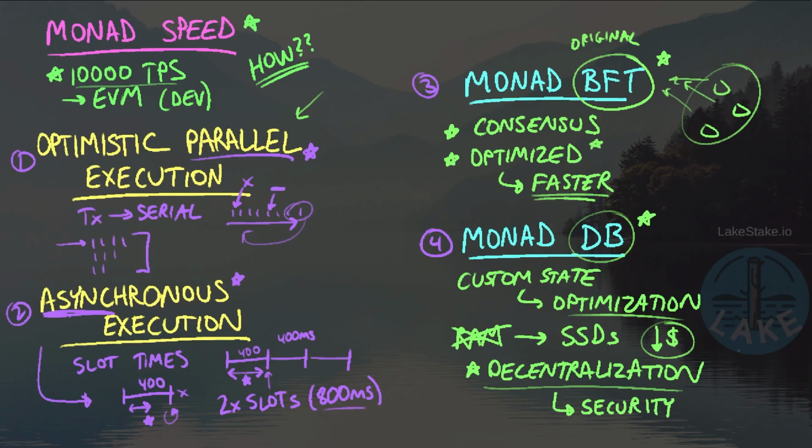So we might look at Monad's speed claims of 10,000 transactions per second and question how exactly they are doing this. But we find that these 4 different components to the Monad architecture are what really bring it together and make it all succeed.